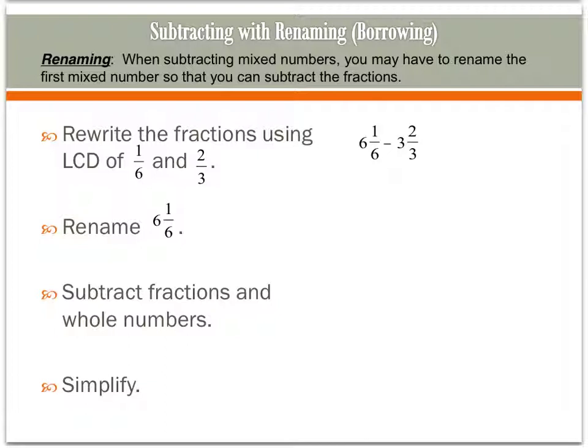Here is an example where I need to subtract fractions by renaming, and also another word to talk about that would be borrowing. So basically when you rename, you're subtracting mixed numbers. We'll have to rename the first mixed number so that I can subtract the fractions. So taking a look at my problem, 6 1/6 minus 3 2/3. I will notice here, first of all, that I have 6 and 3, which are different denominators. First step I want to do is get a common denominator.